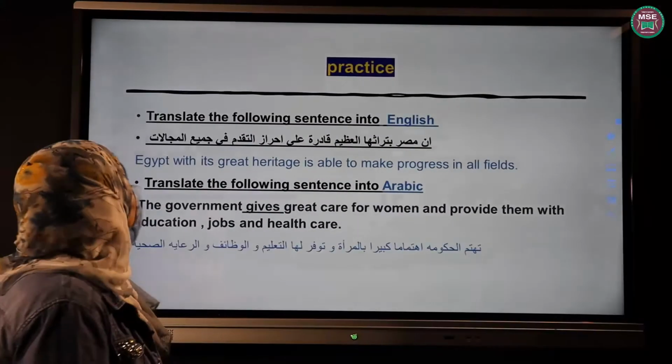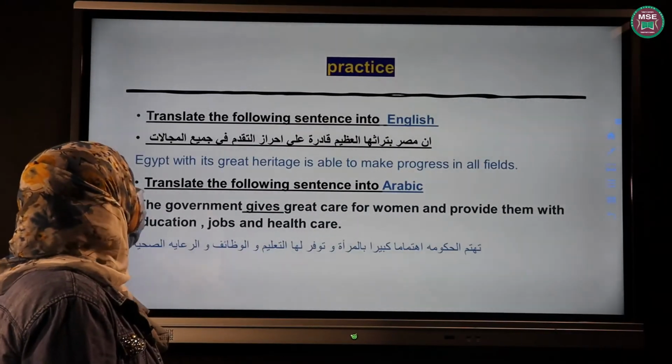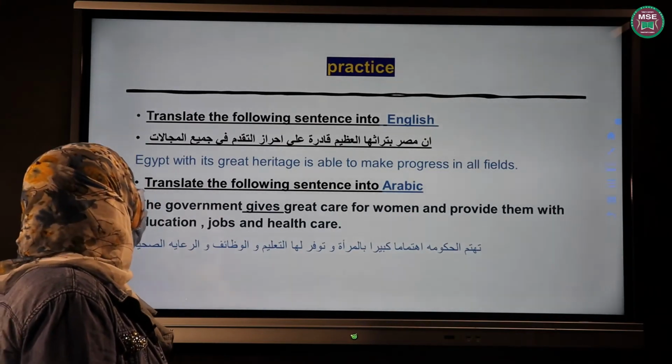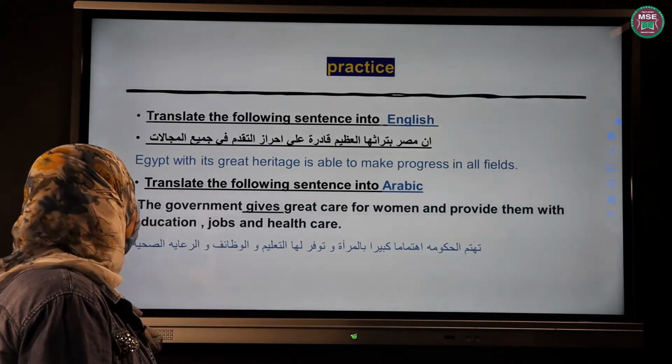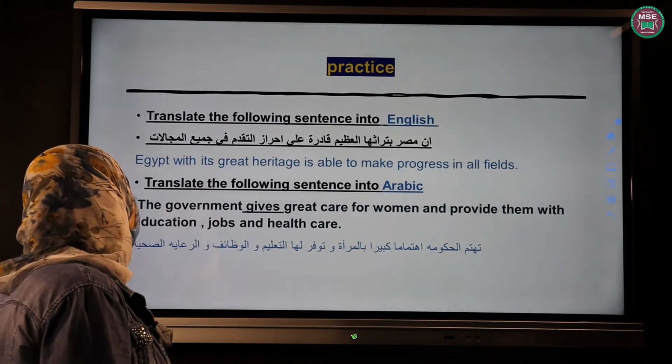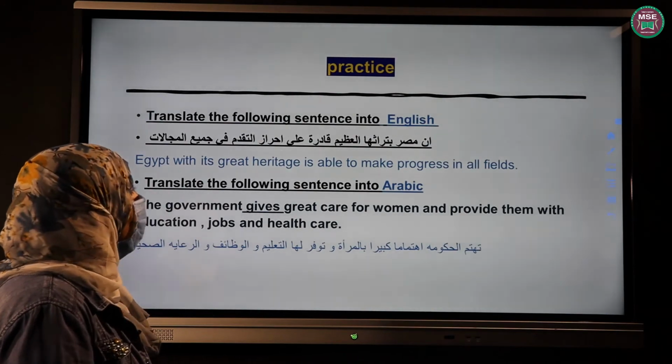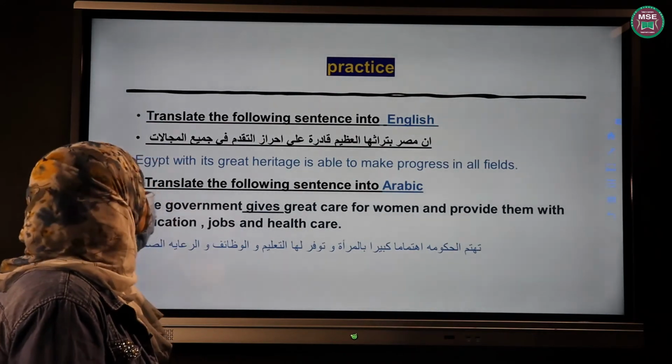Finally, now let's practice. I have here: translate the following sentence into English. إن مصر بتراثها العظيم قادرة على إحراز التقدم في جميع المجالات. Here, if you want to translate into English, we are going to say: Egypt, with its great heritage, is able to make progress in all fields.